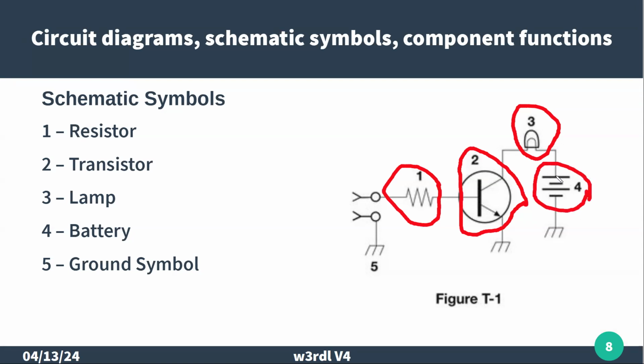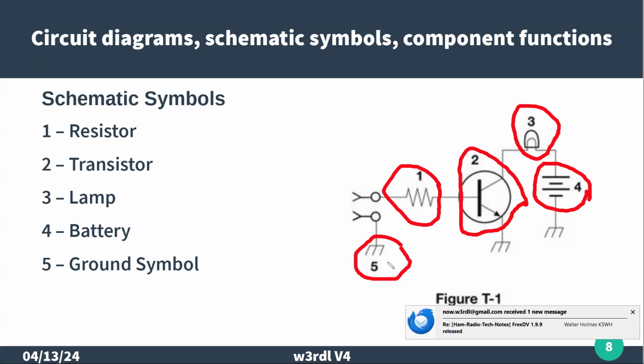And we always show the positive side of the battery as the longer horizontal, well, it couldn't be vertical, line, and the shorter one as the negative. And then we have a lot of ground symbols. Sometimes you see those two different ways. And this one is kind of showing like it's going to earth ground.